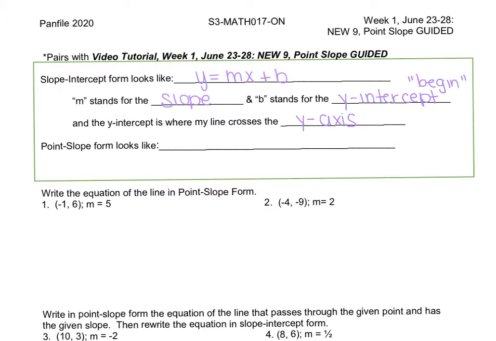Point slope form looks like y minus y1 equals m(x minus x1), where y1 and x1 is a placeholder point, meaning just like in slope-intercept form, the x and the y were part of the answer, the x and the y in point slope form are also part of the answer. The x1, y1 is not part of your answer. That you want to fill in with something.